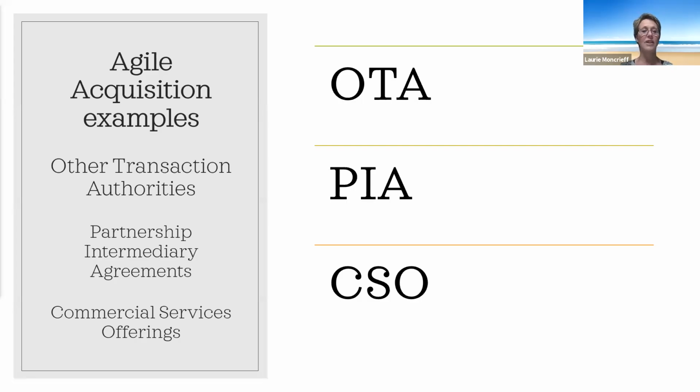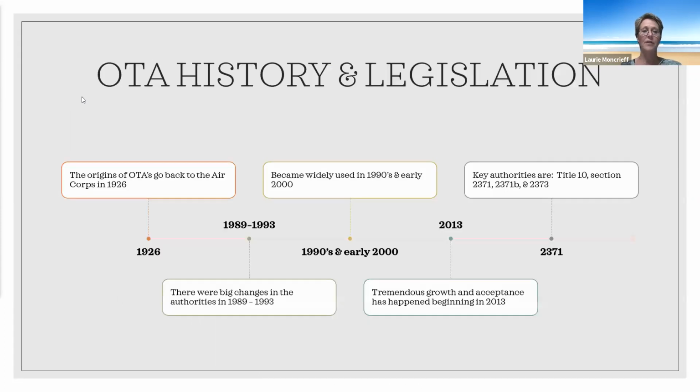So agile acquisition tools, there's several, and there's more than this, but the ones that I have dealt with the most that I think are growing in their popularity are the OTA, or other transaction authorities, PIAs, or partnership intermediary agreements, and CSOs, which is probably the newest of these, which is commercial services offerings. And I'm only going to speak to OTAs today. As I counsel with small businesses, I'd be happy to educate on the other ones. But for today's purposes, we're going to speak specifically to OTAs.